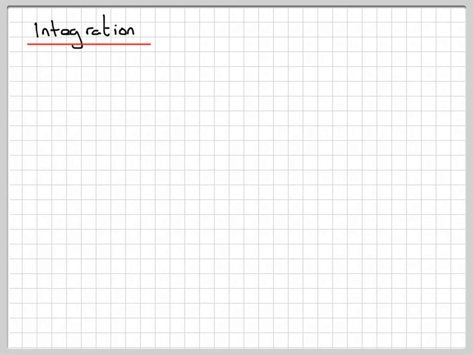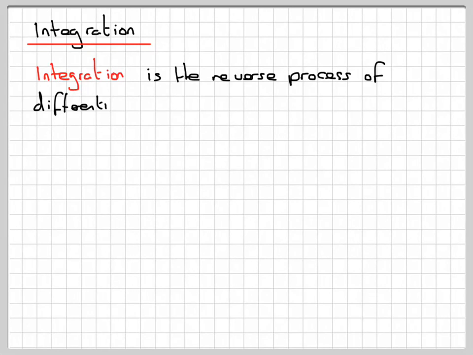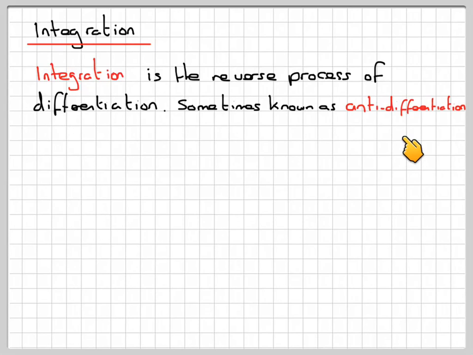Integration. Integration is the reverse process of differentiation. It's sometimes thought of as anti-differentiation. Let's consider some examples.